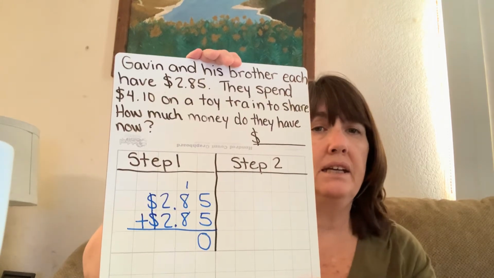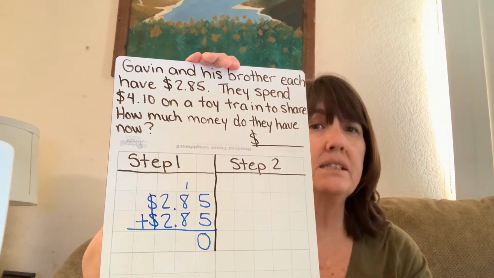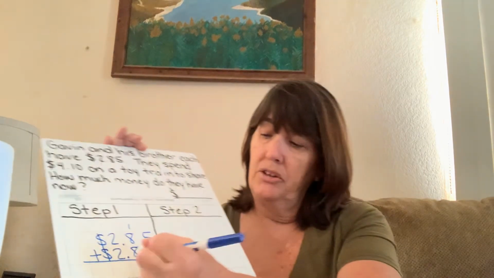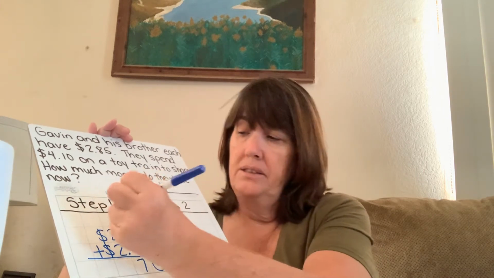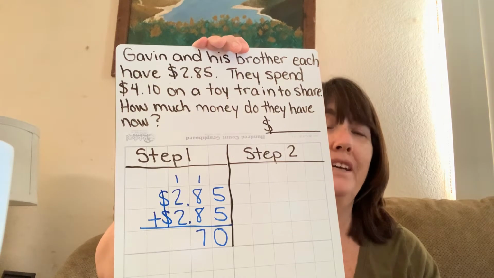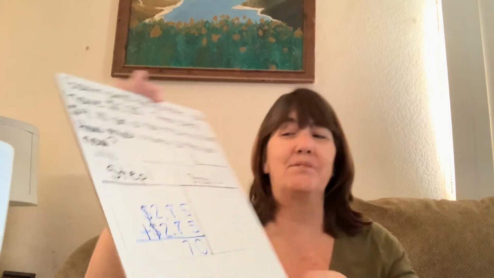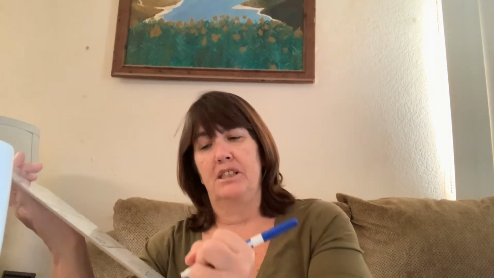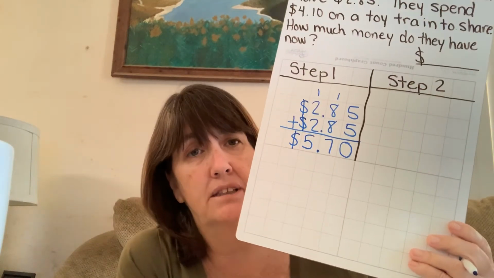8 plus 8 is 16 plus 1 is 17. Very good. Again, bigger than 9, so we need to regroup. 2 plus 2 is 4, plus another 1 is 5. Good. So then you're also going to put the decimal point where it belongs and the dollar sign. So they together have $5.70.